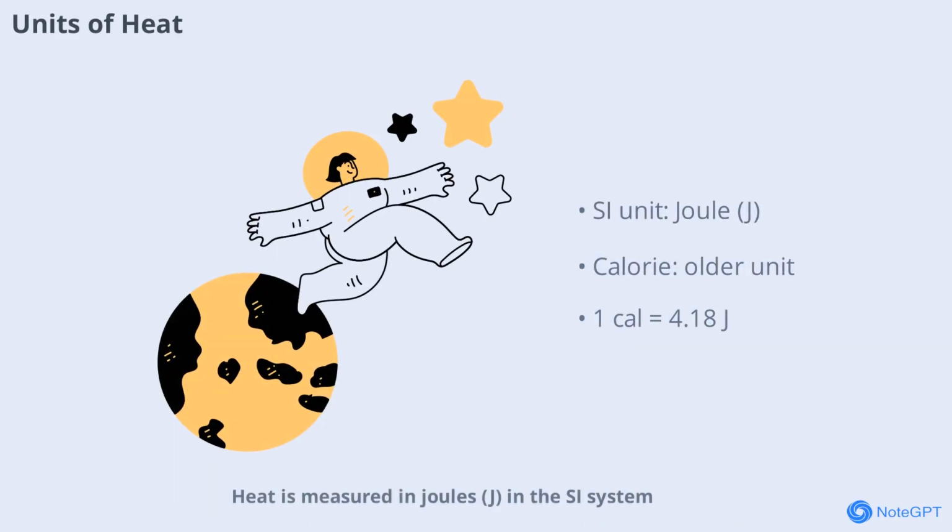Heat is measured in joules (J) in the SI system, but you may also encounter calories (cal) in some contexts. 1 calorie is the amount of heat required to raise the temperature of 1 gram of water by 1 degree Celsius. In most scientific calculations, joules are preferred, but understanding both units is important for solving various problems and interpreting data in your textbooks.